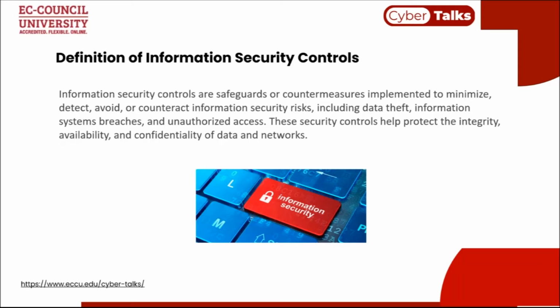Basically, information security controls are safeguards or countermeasures implemented to minimize, detect, avoid, or counteract information security risks, including data theft, information system breaches, and unauthorized access. Those are just some examples, so it's not a finished list. These security controls help protect the integrity, availability, and confidentiality of data and networks. So, the famous CIA triad; I'm sure some of you are also familiar with that.